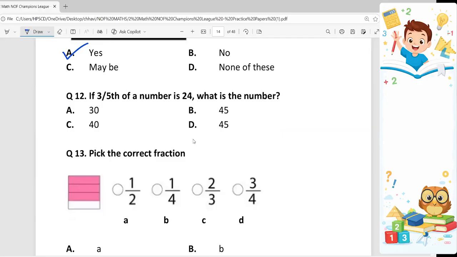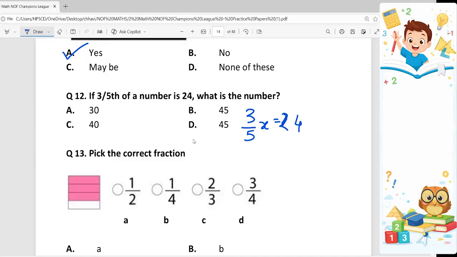12th one. If 3/5 of a number is 24, what is the number? So how will we calculate this? 3/5 of a number, let's say the number is X, is 24. Okay.